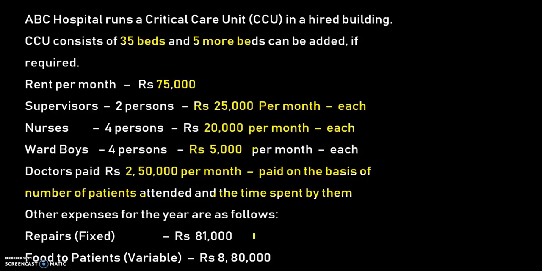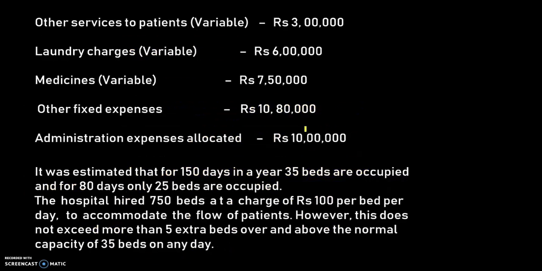Then there are other expenses. Repairs, it is clearly mentioned, it is a fixed one, 81,000. Foods to patients, it is variable, 8,80,000. Then other services to patients, it is also variable, 3 lakh. Laundry charges variable, 6 lakh. Medicines variable, 7,50,000, and other fixed expenses 10,80,000. Administration expenses allocated is rupees 10 lakh.